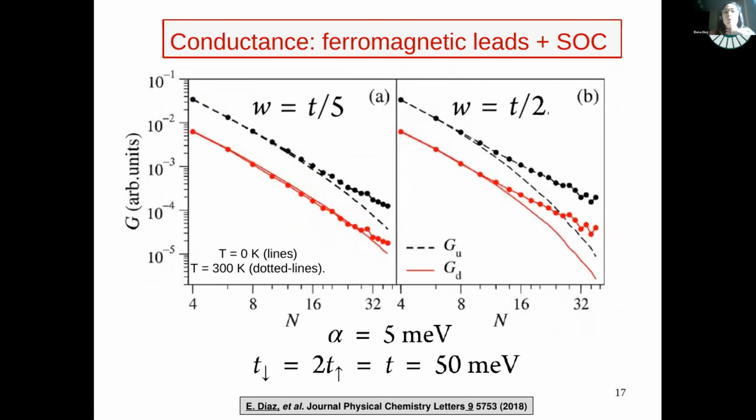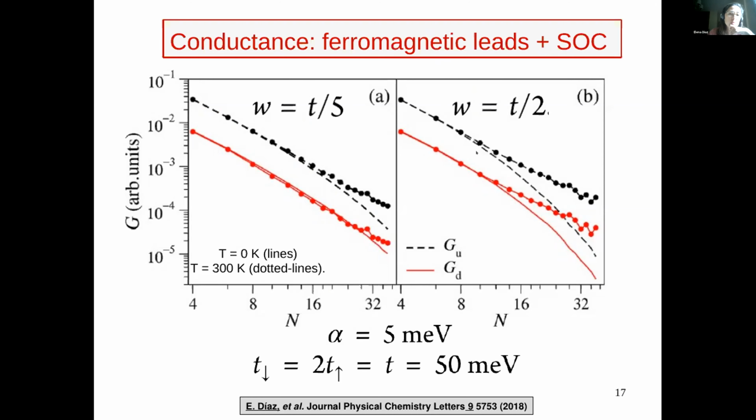Well, if now we switch on the spin orbit coupling and we consider the ferromagnetic leads, the main general trends are the same as in the previous slide, but of course we are going to have a different conductance for the spin up and for the spin down, because now we are considering that only one of these spin states is coming out from the molecular junction.